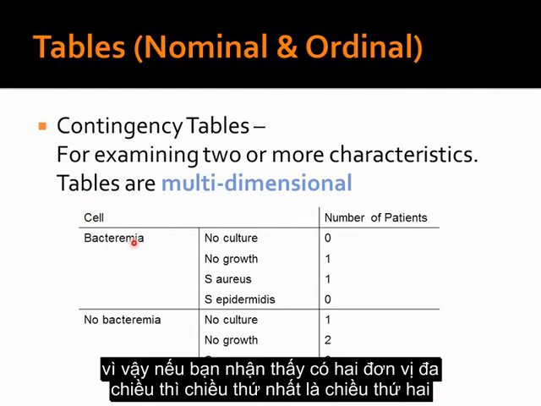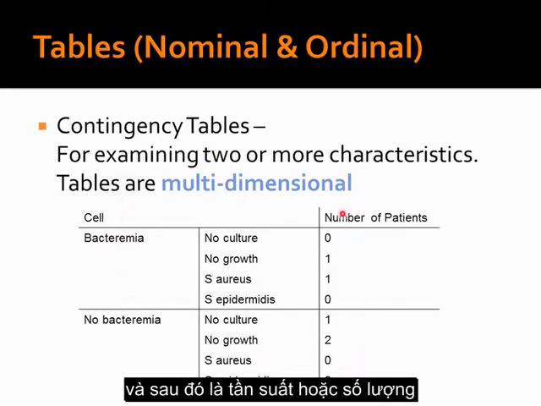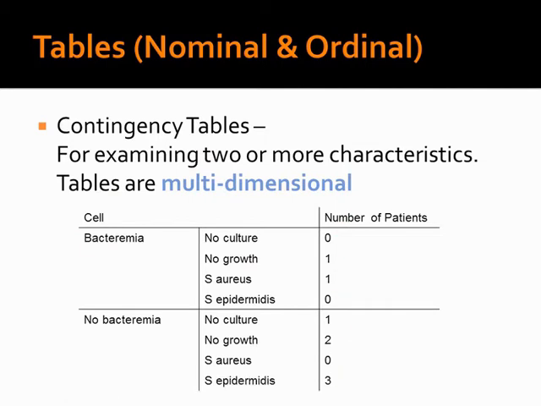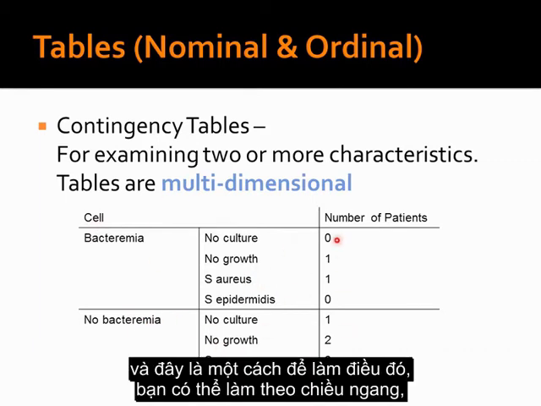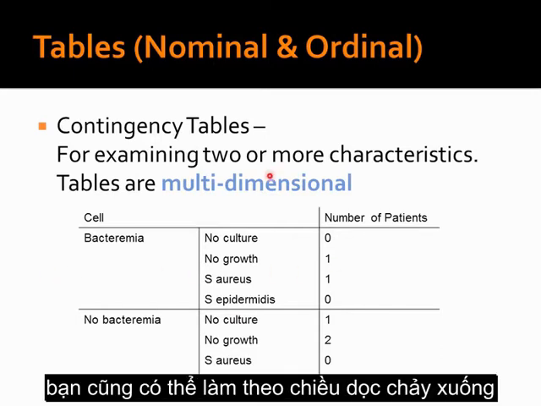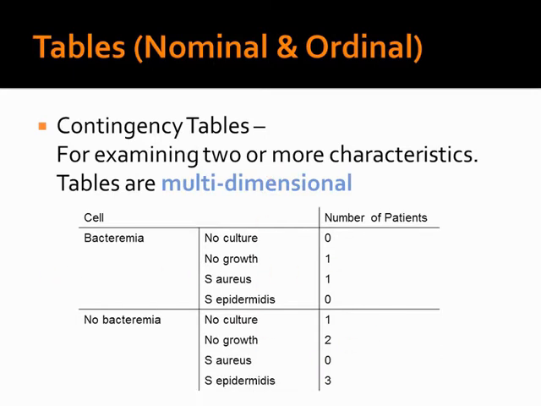So if you notice, there are multi-dimensions. There's the first dimension, there's the second dimension, and then there is the frequency or the number. So there were patients who had bacteremia and no culture, 0. And no bacteremia, no culture, 1. Bacteremia, no growth, 1. No bacteria, no growth, 2. And so on and so forth. This is one way to do it. You could do it horizontally. You could also do it vertically, flowing down, for obvious reasons.